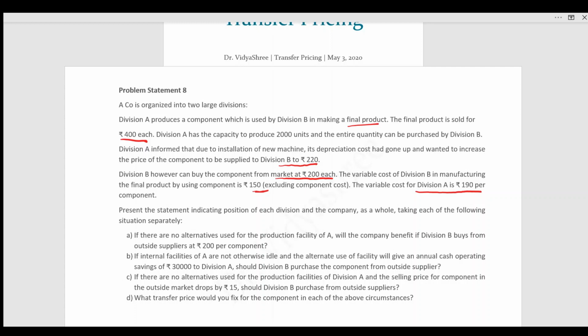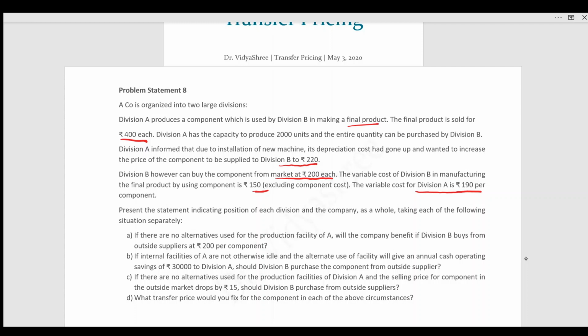Observe very carefully. No alternative use means that Division A is fully concentrating on producing and selling to the other division, that is, it is producing only this type of component and selling it to either the market or Division B. It's not concentrating on anything else. That's nothing but alternatives. If this situation is there, then we have to calculate: will the company benefit if Division B buys from outside suppliers at rupees 200 per component?